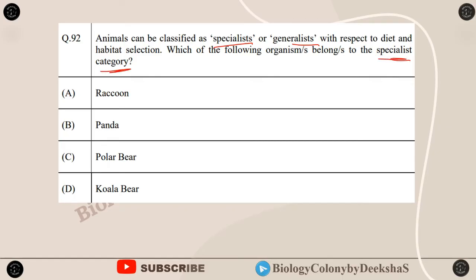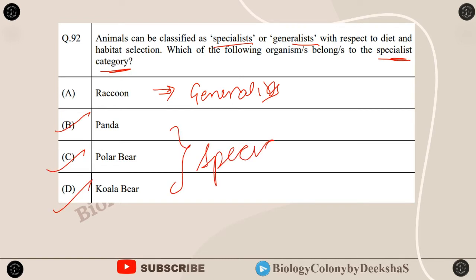The question asks about the specialist category. So raccoon, these are the generalist, while panda, polar bear and koala bear, these are the specialists.